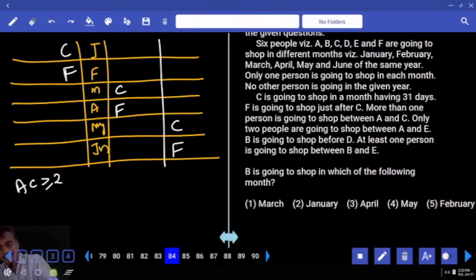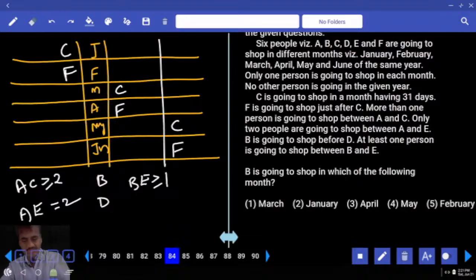And only 2 people between A and E. In between A and E, how many? There must be exactly 2 people. Then next one, B is going to shop before D. And at least 1 person between B and E, greater than or equal to 1. Now, these are the conditions given.